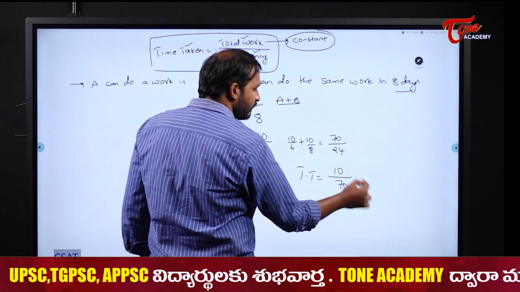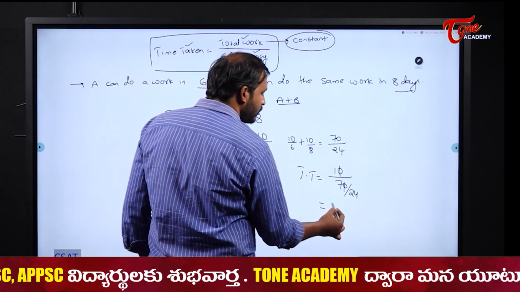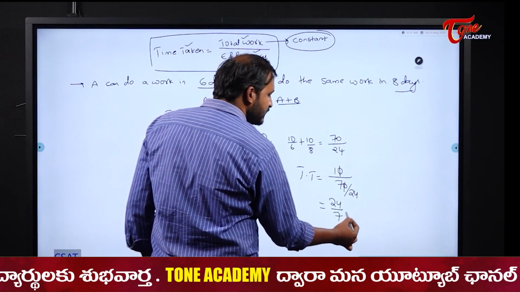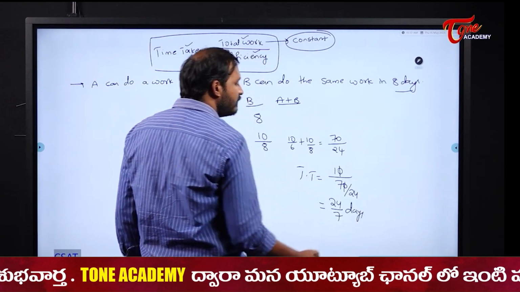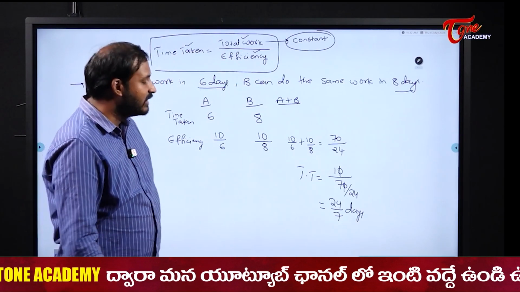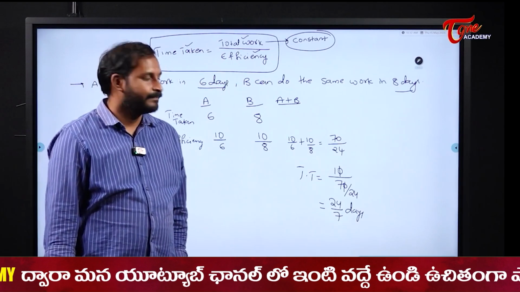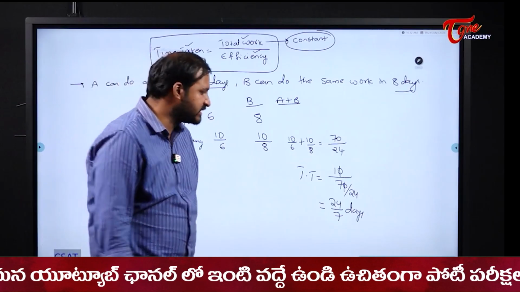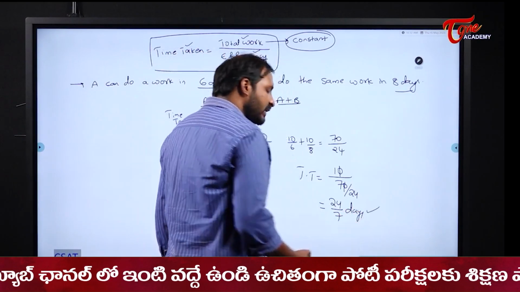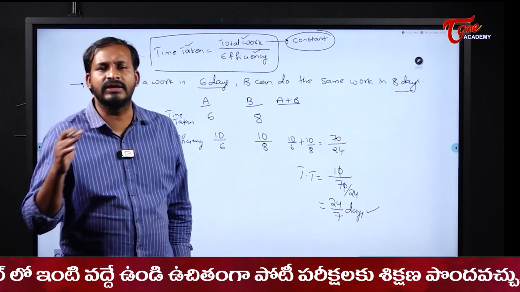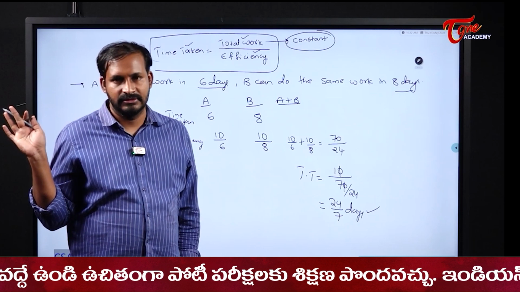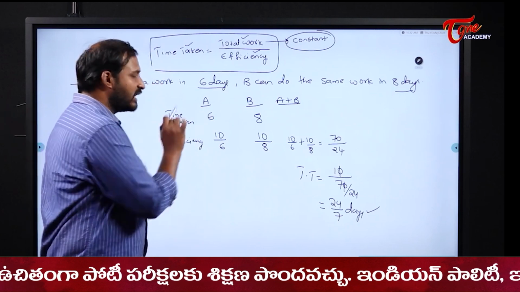Now, this 24 will go to the numerator. What will you have? 24 by 7 days. That means working together, A and B can finish the work in how many days? 24 by 7 days. Yes, this is correct. You can take 10, 20, 30, 40, whatever you want. This is the correct procedure.